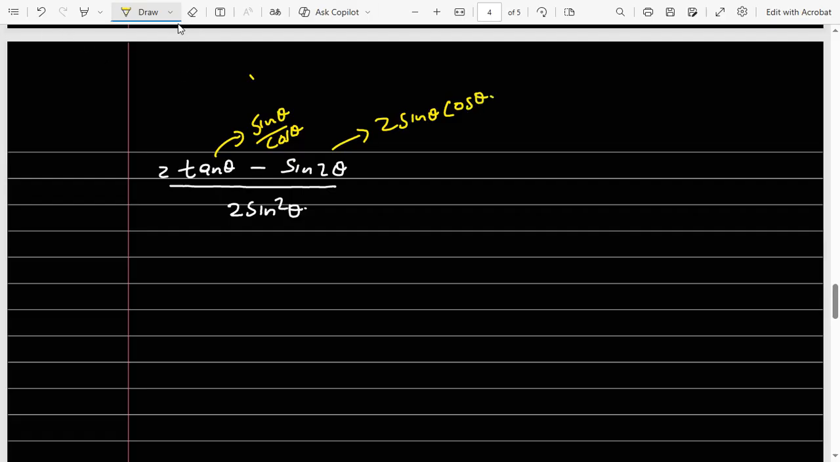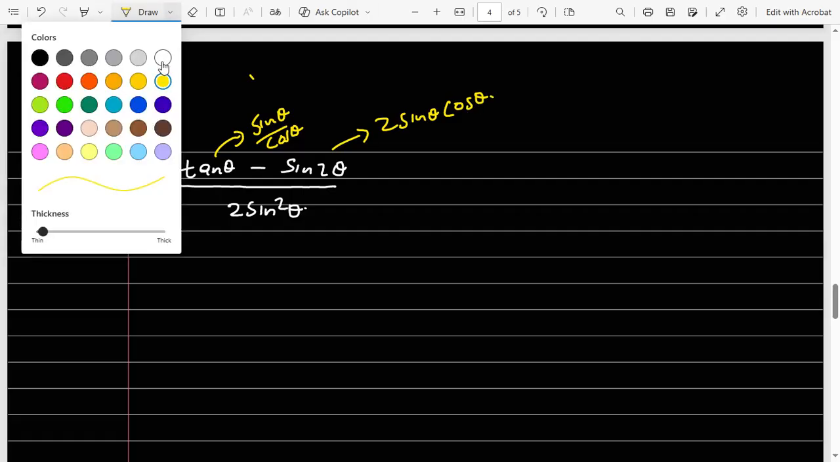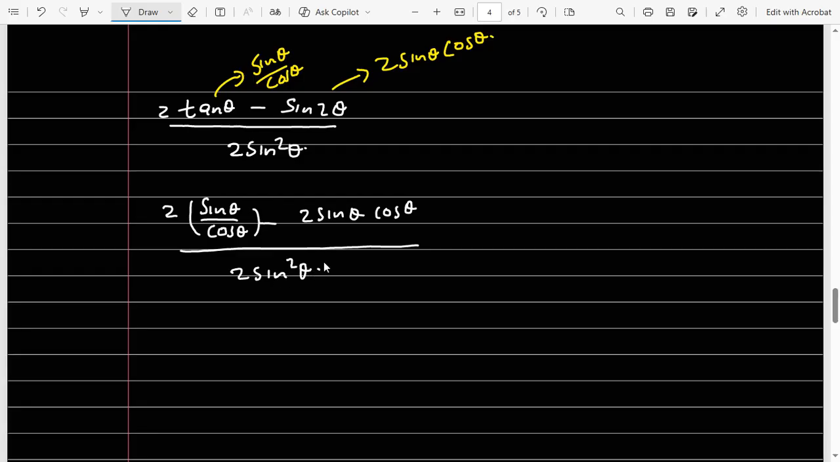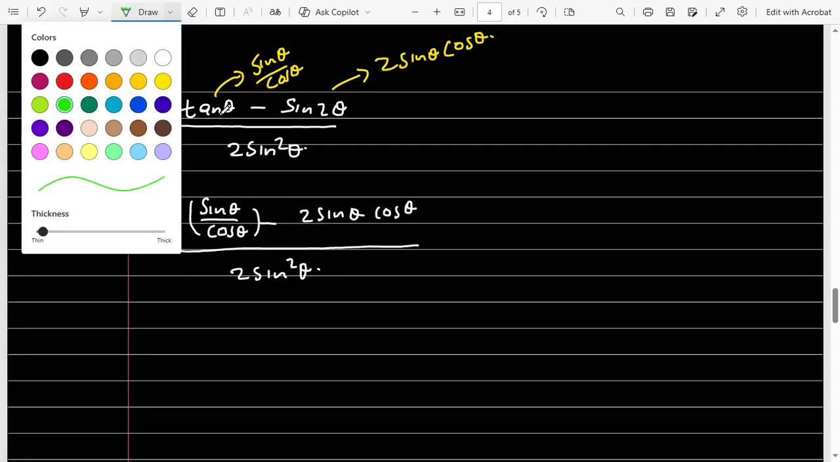Let's go and rewrite the equation. So this will be 2 sine theta over cos theta, minus 2 sine theta cos theta, and everything is divided by 2 sine theta sine squared theta. So now look at what I have left. I'm going to indicate now. Look at this, move with me.